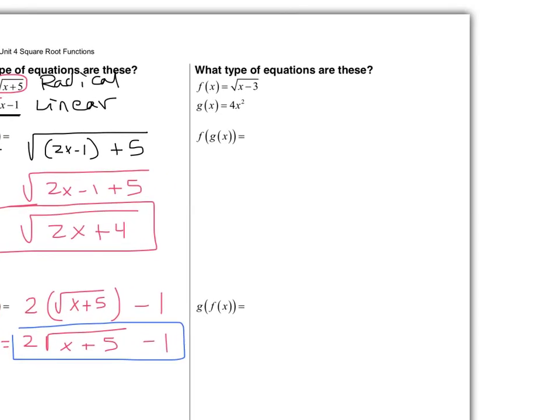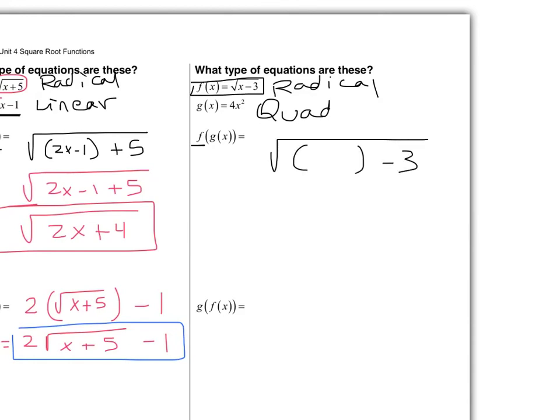If you'd like some time to do this on your own, go ahead, pause the video and try it. So this is radical, and this is quadratic. So again, the same concept, f. F is square root of x minus 3, so square root of x minus 3. Because there's f on the outside, there should be an f on the outside.